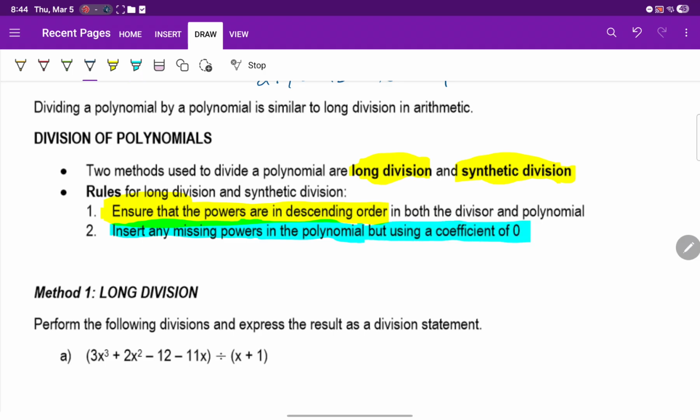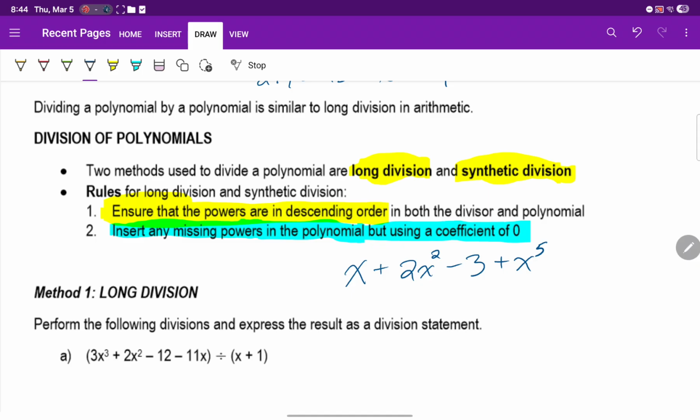So basically what these two rules mean is if either my divisor or my dividend look like, and I'll give you an example, we'll say x plus 2x squared minus 3 plus x to the power of 5. Maybe this is my divisor.